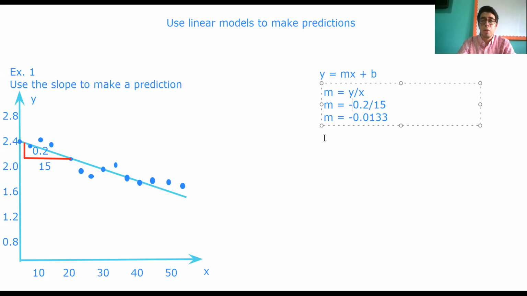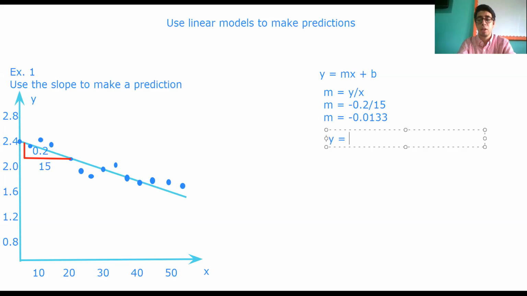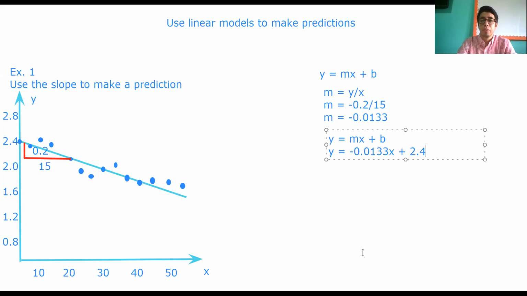We can write the equation now. y = mx + b. And we have all the values. y equals, m is negative 0.0133 x plus 2.4, that is the y-intercept, okay? This is the equation we have, but they are asking you in step 2 to use the equation of the trend line to predict what might be the winning time in 2026.